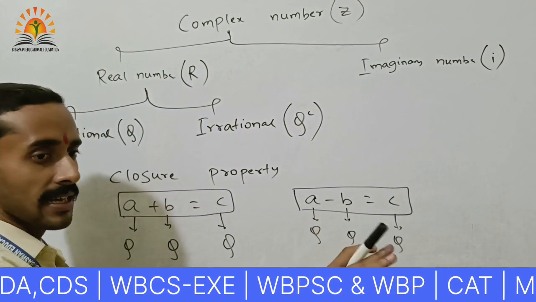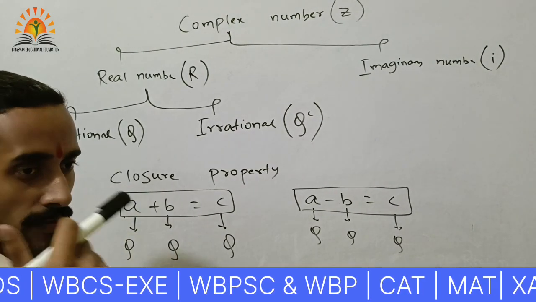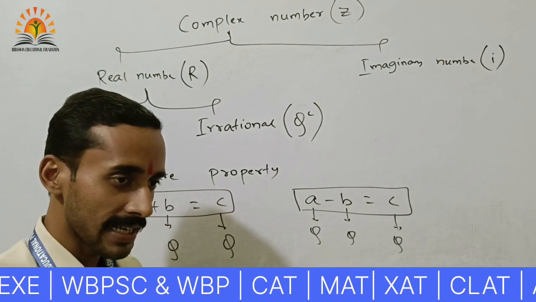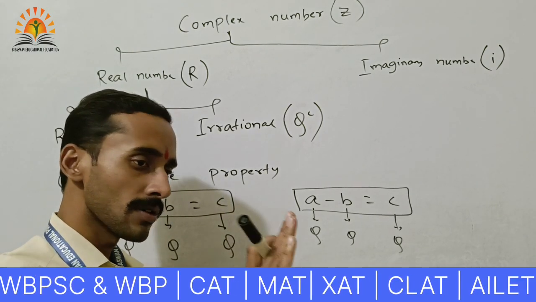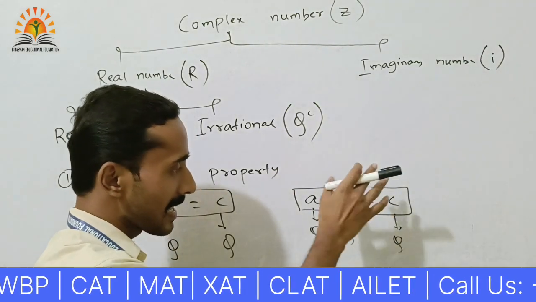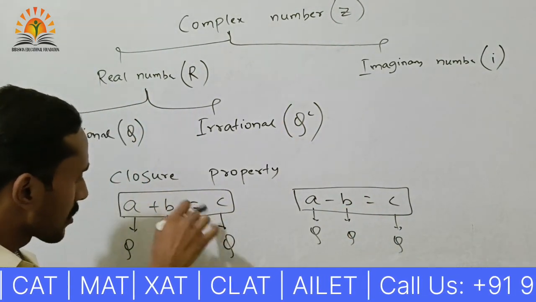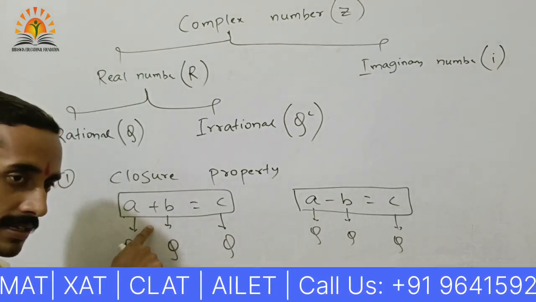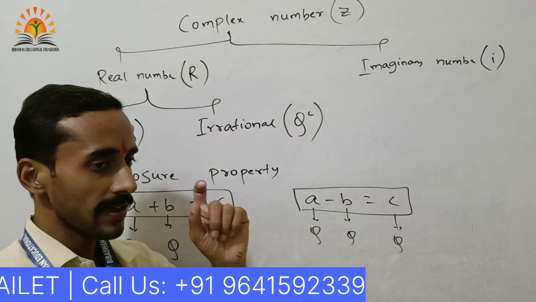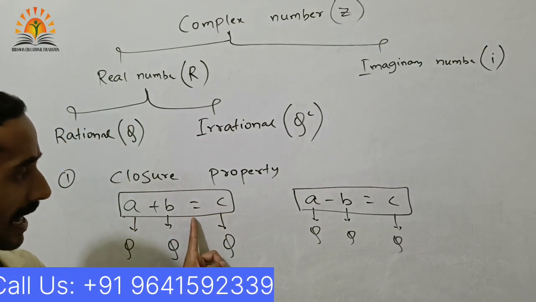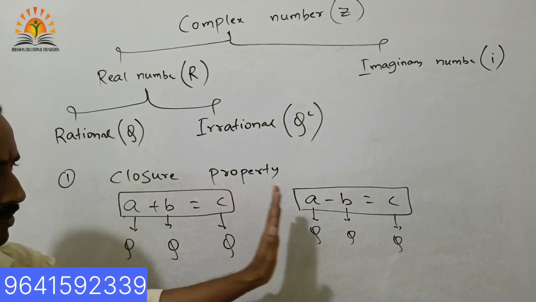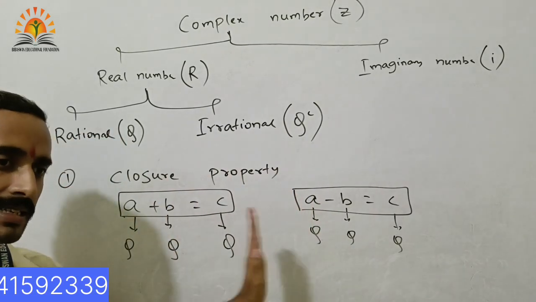But in subtraction, the property is not followed. Why? If you subtract 2 minus 4, it gives the value minus 2, and minus 2 does not belong to the natural numbers. Clear? So we can say that in natural numbers, the closure property is only followed by addition. From integers onward, we have to be very conscious about addition and subtraction. But from rational numbers, we have to consider plus, minus, multiplication, division.